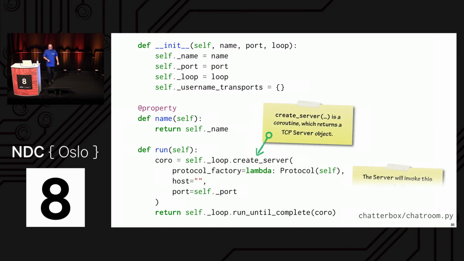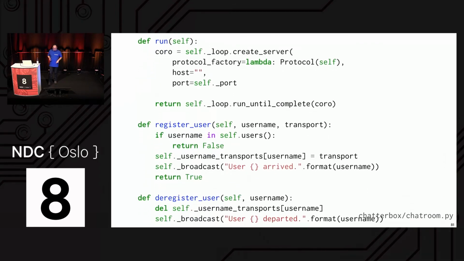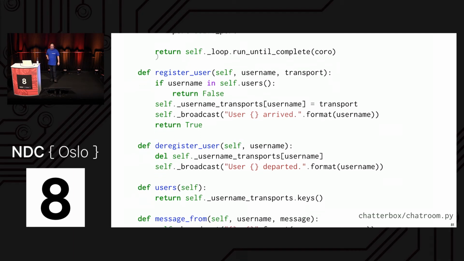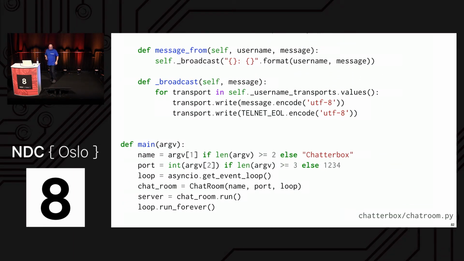When we run the server with this create server call to the event loop, we give it essentially a callback, and it will instantiate a protocol instance for each new connection to the chat room. And you'll see this protocol class in just a moment. And then there are some functions in here to deal with new connections, where we register users and deregister users when they leave the chat room. So all this is on GitHub, so you can look at it later in detail. But it's a very simple thing.